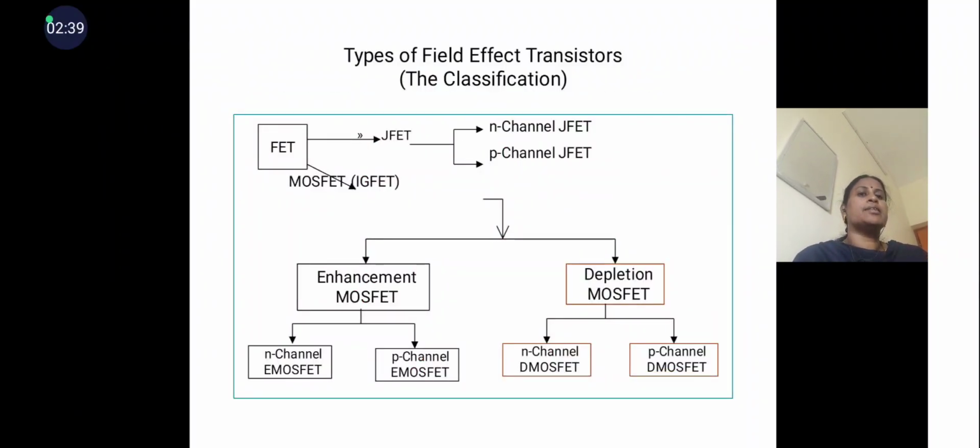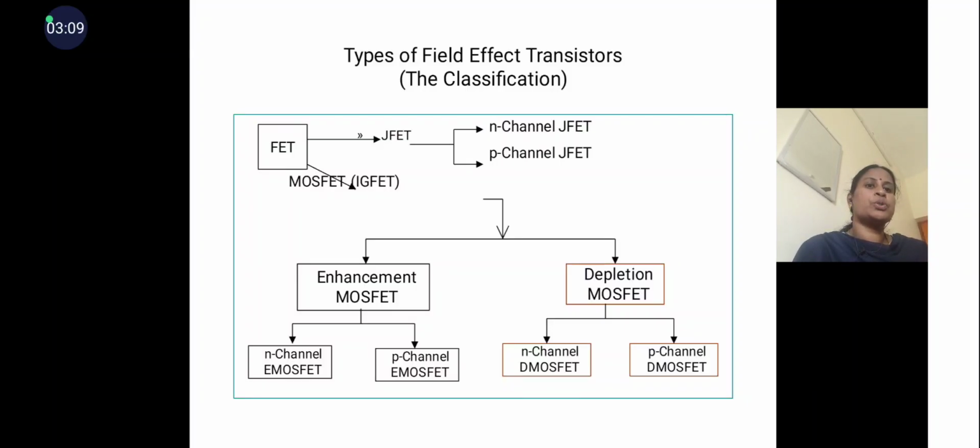Here we can see the types of field effect transistor. The FET is classified into two categories. One is JFET and another one is MOSFET. JFET is the junction field effect transistor. Again, it is classified into two categories according to the type of charge carriers used in that FET. One is N-channel JFET and another one is P-channel JFET.